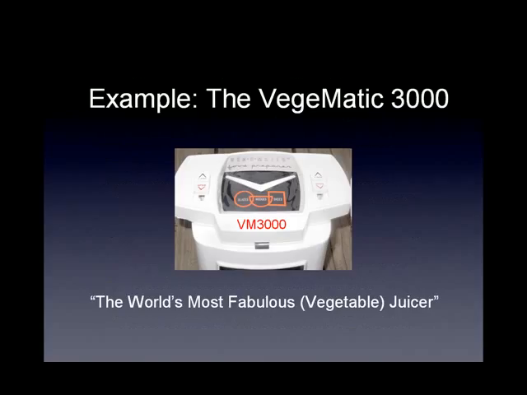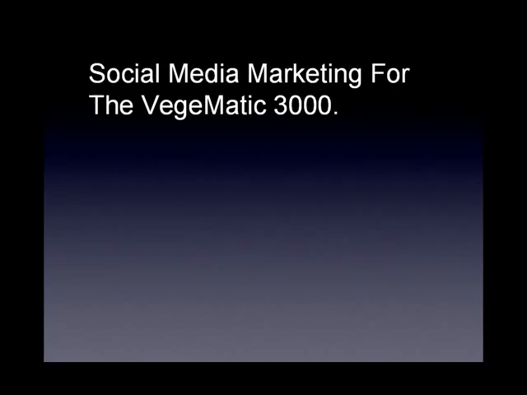So let's just look at an example here. So I came up with an example. We're just going to pretend for a minute that you're the owner, or you're the maker and the seller, the manufacturer of the Vegematic 3000. All right, which is the world's most fabulous vegetable juicer. Okay, so pretty excited. You're kind of stoked. You want to get this out there and get people using it because it's the greatest thing out there. And so how would we go about the process? Just kind of a hypothetical walkthrough of doing social media marketing for the Vegematic 3000.